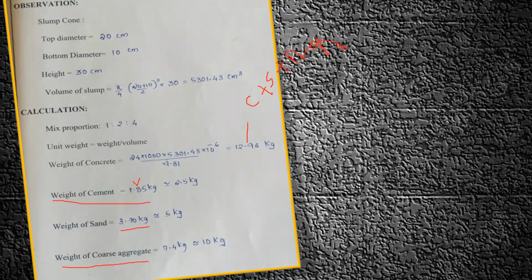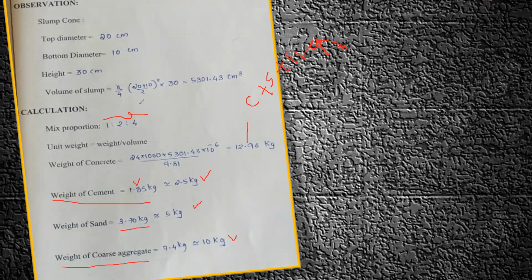I mean more amount of cement, sand, and coarse aggregate, since we have to do 2-3 different trials. So instead of 1.85, I'll go with 2.5 kg. You can take 3 kg also, but you have to try to balance this ratio. Now this is 2.5. I'll take this as 5 kg, and this, if this is 5, this will be 10 kg.